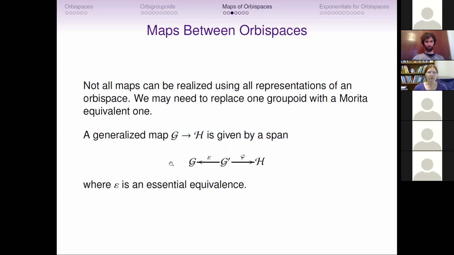So what we have to do is instead look at a generalized map, where we say, well, G to H is illegal. I can't get a groupoid map from G to H, but maybe I can replace G with a Morita equivalent, essentially equivalent, G prime, where G prime also represents the same Orbispace and is broken up enough to carry that map. So this is what a generalized map is. We take our groupoid and we replace it with a different one.